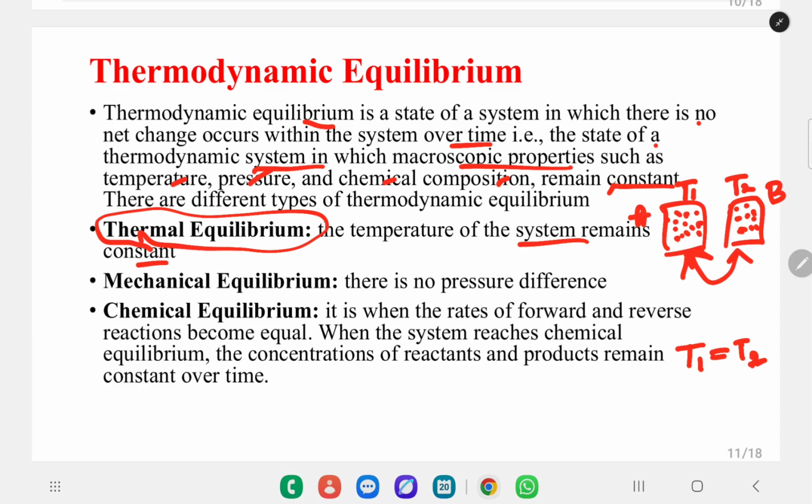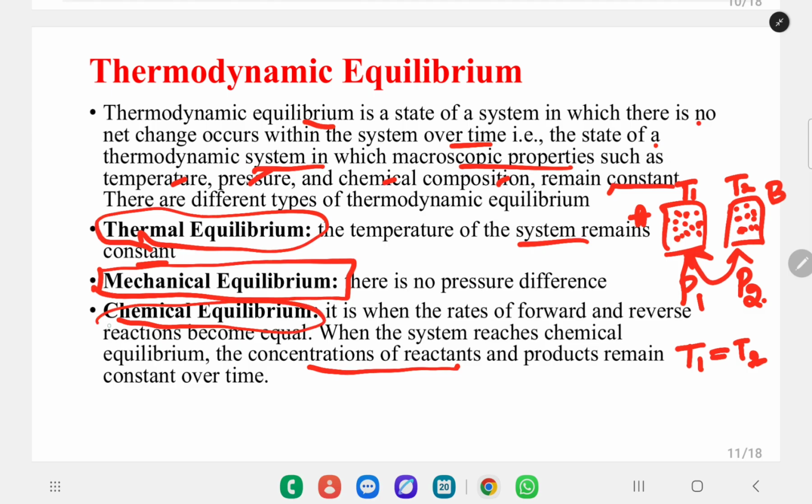If the pressures are equal, that is, there is no pressure difference between system A and system B, then we say the two systems are in mechanical equilibrium with each other. And if the concentration of reactants or the number of molecules are the same and do not change, then it is chemical equilibrium. So this is about thermodynamic equilibrium.